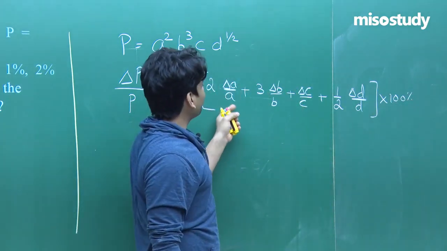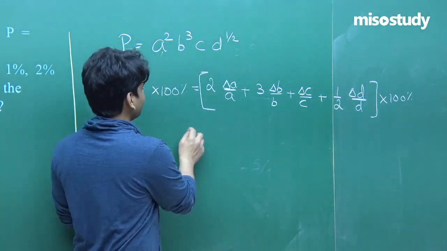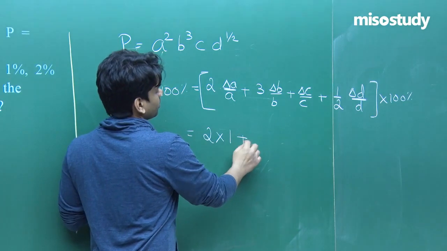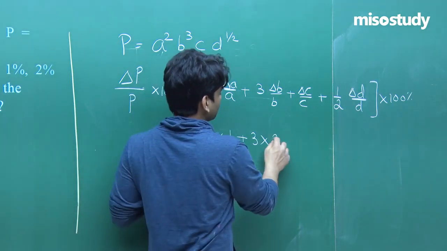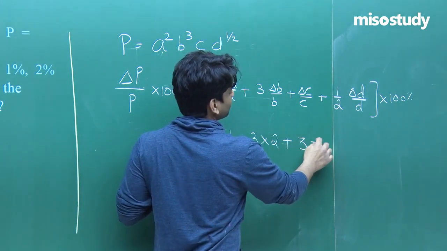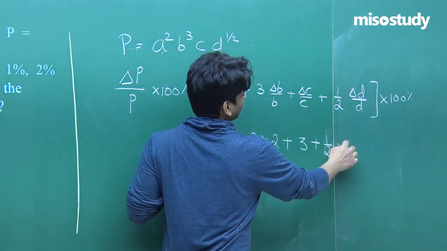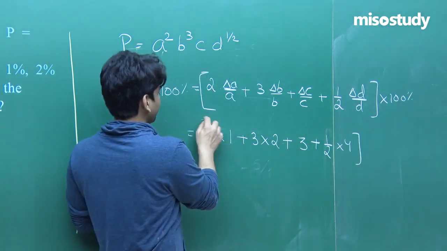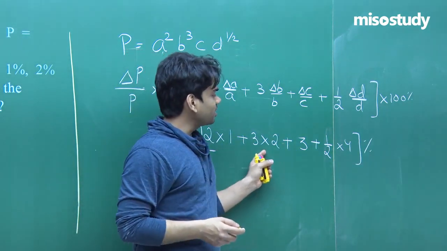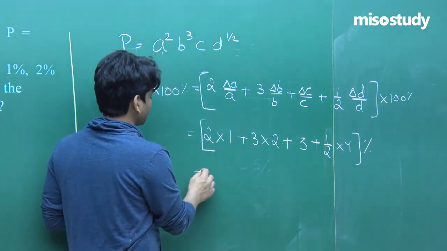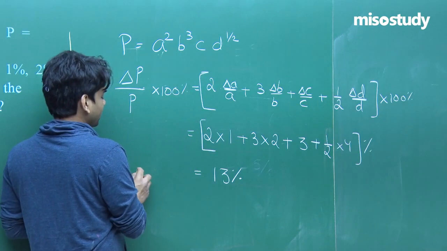Now see, delta A by A into 100% is given as its percentage error, that is given as 1. So let me write here this as 2 into 1 plus 3 into percentage error in B, that is 2. So let me write this as 2, this is given as 3 and this is given as 1 by 2 into 4, because delta D by D, that's given as 4% is the error in it. Now let's solve this. 2 plus 6 8, 8 plus 3 11, 11 plus 2 13%. So we got the answer as 13% for the percentage error in P.